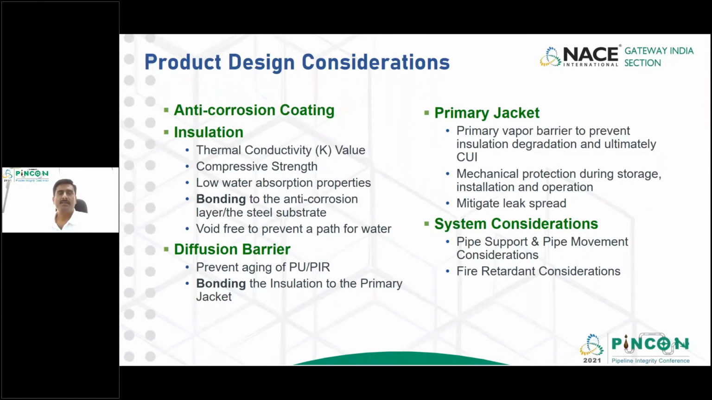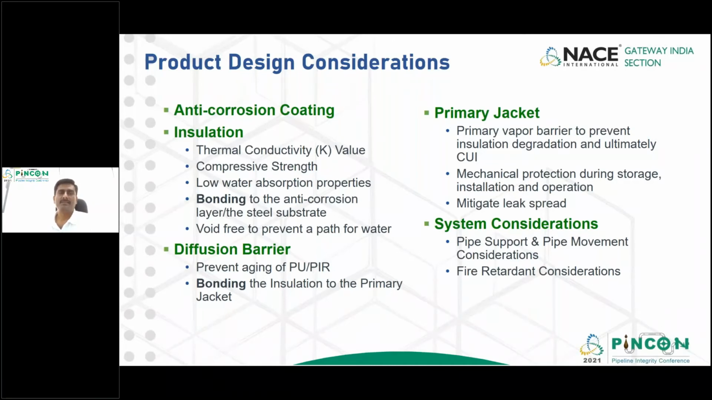Product design consideration: there are 5 aspects, the first being anti-corrosion coating. The second one is the insulation material. Polyurethane has a wide range of operating temperature from -196 to +149 degrees centigrade, and it is one of the best insulating materials, having a low K value, better compressive strength to withstand static and dynamic load, low water absorption, which is less than 5%, and good bonding with steel substrate. When applied with spray technology, it is completely void free and prevents the path for water ingress or spread.